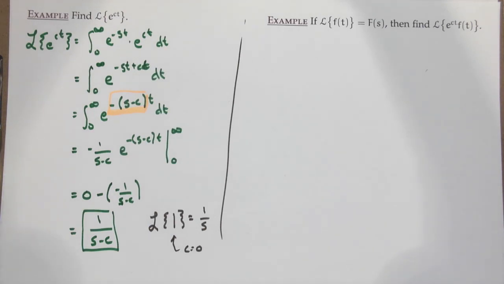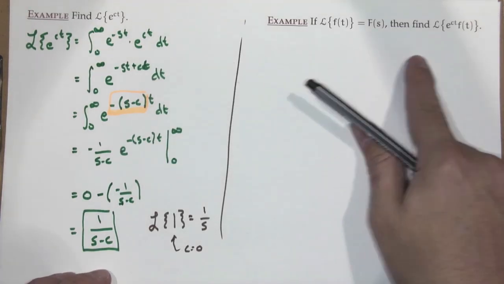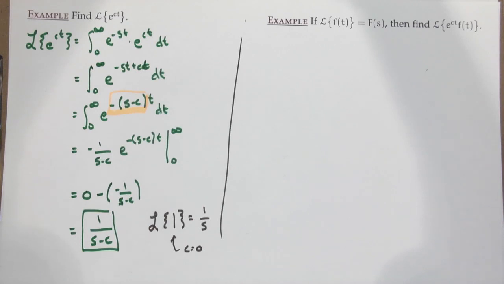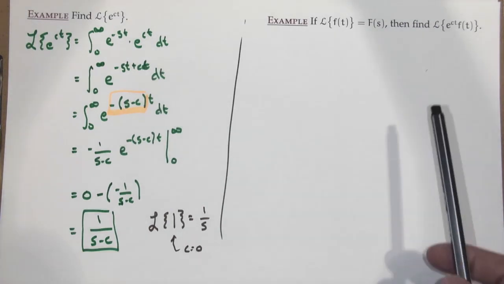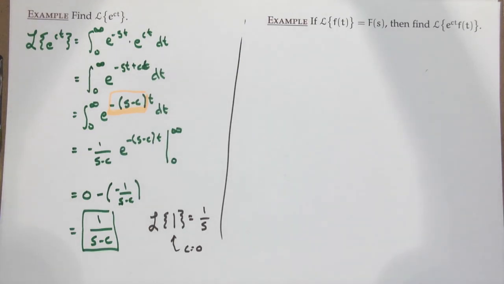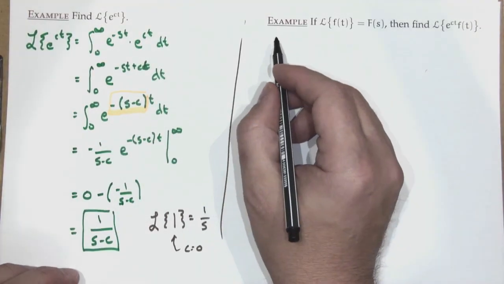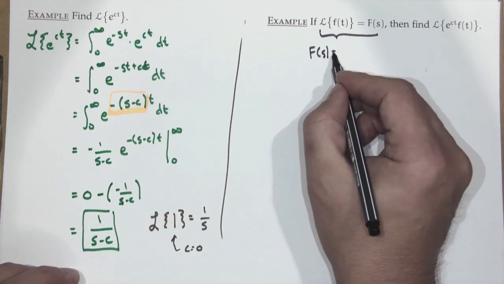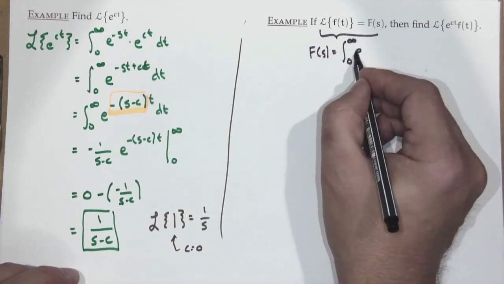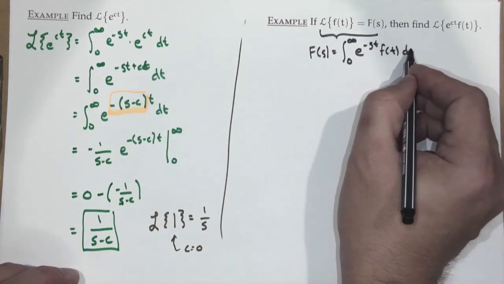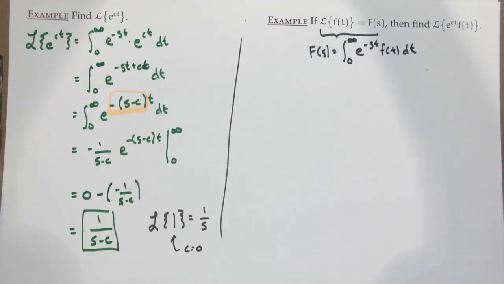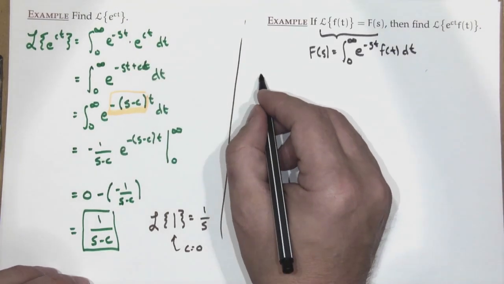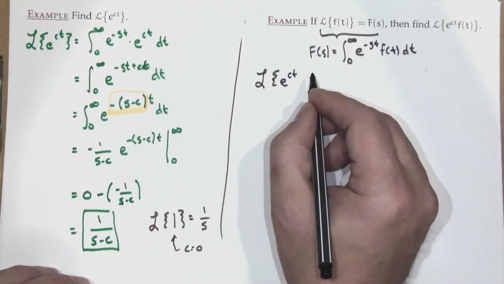Okay, the next one. Suppose we know the Laplace transform of f of t is equal to F of s. So, in other words, I know how to take f of t and do that Laplace transform. And now, I want to find what happens if I add an e to the ct onto it. So what's the Laplace transform of e to the ct times f of t? Well, all right, we don't know much, so what do we do? Well, the answer is we go to our definitions. So right now, we are told that F of s is equal to the integral from 0 to infinity of e to the minus st f of t dt. That's just the definition. So that's what that first part is telling us. And now, we're looking at the Laplace transform of e to the ct f of t.